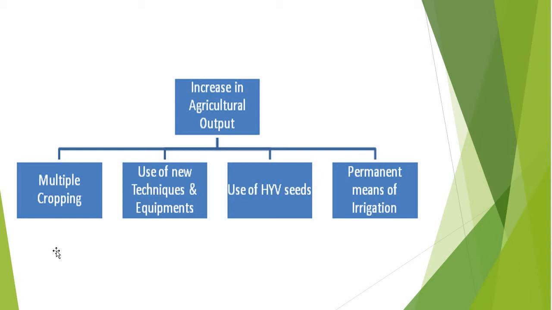The third one is use of high yield variety seeds, which was introduced through Green Revolution. And the last one is permanent means of irrigation, which means that the farmers are not supposed to be dependent on rain anymore. They are supposed to have a permanent medium to irrigate their land, and that was done mainly through tube wells.